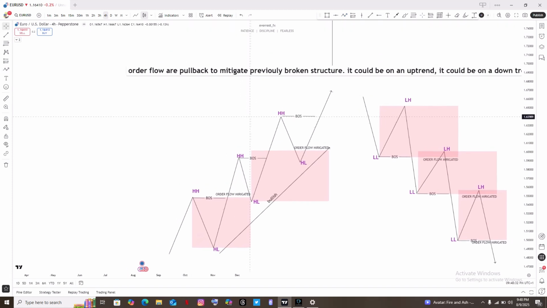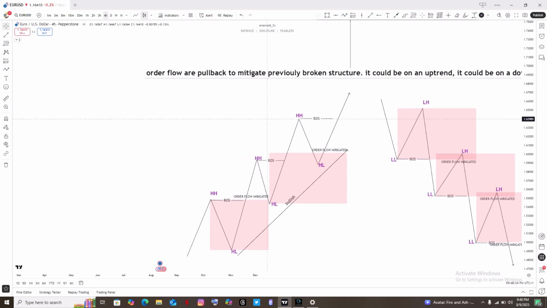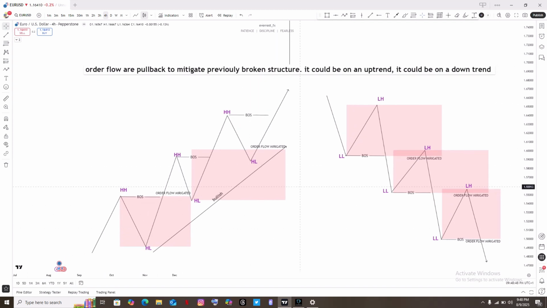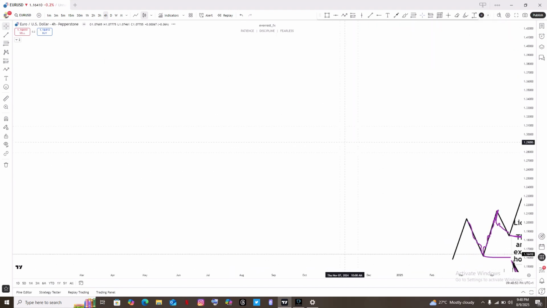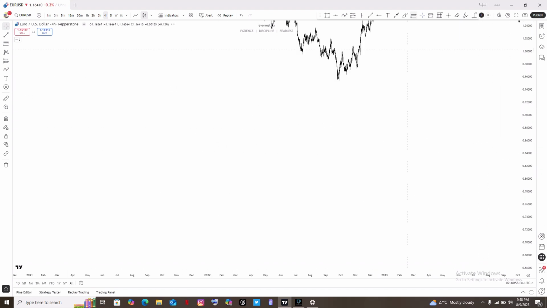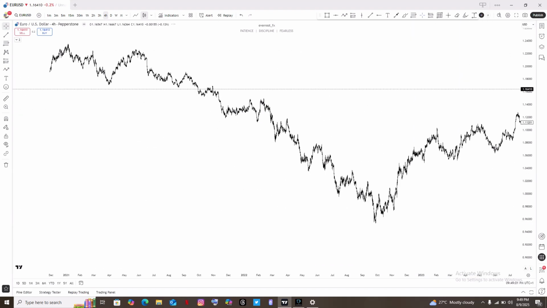So I taught you guys about market structure. You should go and rewatch the previous video on market structure, because order flow works with market structure. You need to know market structure in order to trade order flow. And also, you need to know order block. So let's go into the chart. Let me show you guys examples of order flow.